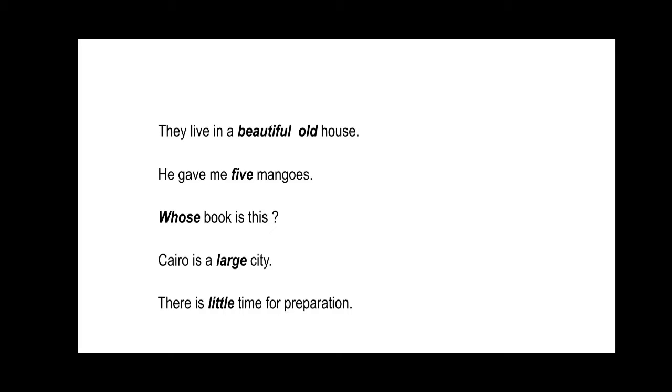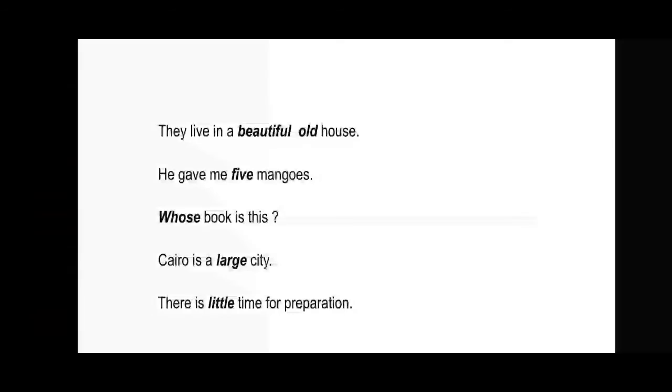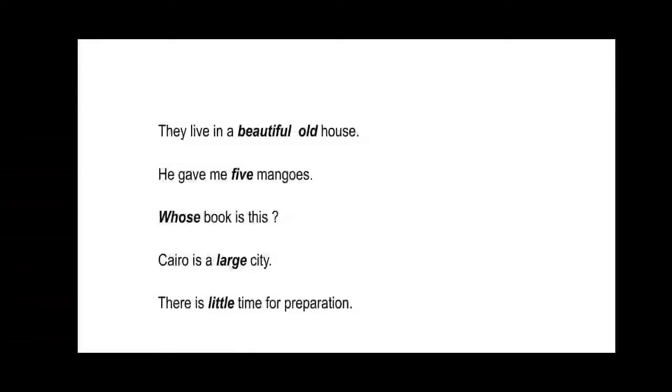Now in the first sentence, they live in a beautiful old house. House is the noun, and beautiful and old are describing the noun. They are giving more information about the noun. What kind of house? A beautiful old house. He gave me 5 mangoes. How many mangoes? 5 mangoes.